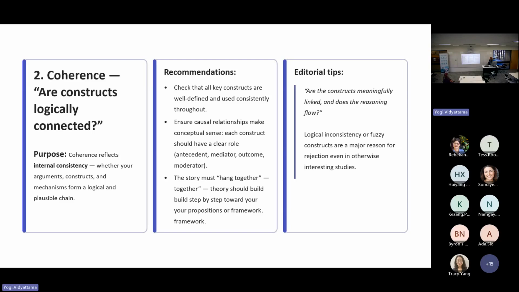So logical inconsistencies or fuzzy constructs are a major reason for rejection, even in an otherwise interesting study. If the constructs are not very clear, if they're not very well connected, that is going to create a lot of problems. The reviewers are going to start questioning everything. If they start questioning the connection between your two main constructs, they're going to question everything else too.